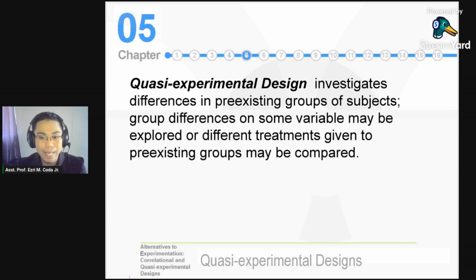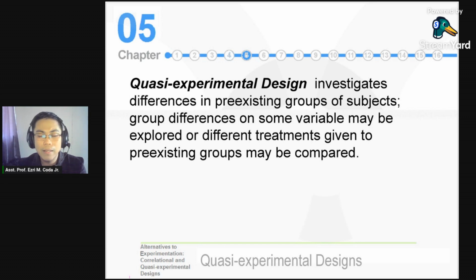Let's try to investigate. Now, quasi-experimental design investigates differences in pre-existing groups of subjects. Group differences on some variable may be explored or different treatments given to pre-existing groups may be compared. So, ibig sabihin, observation lang ang quasi-experimental design. Yung ino-observe niya ay yung mga pre-existing groups or subjects na dumaan na sa or may nag-e-exist na, no? Sa isang situation or sa isang research setting.